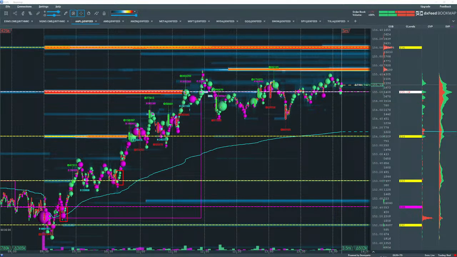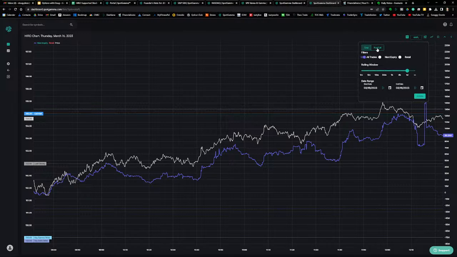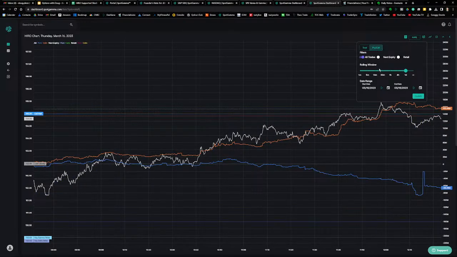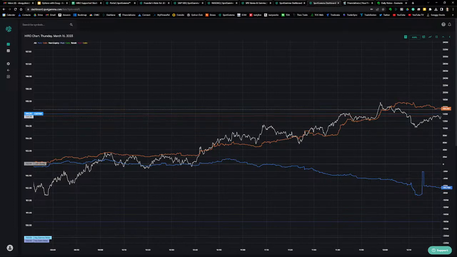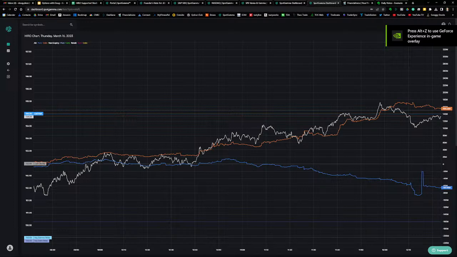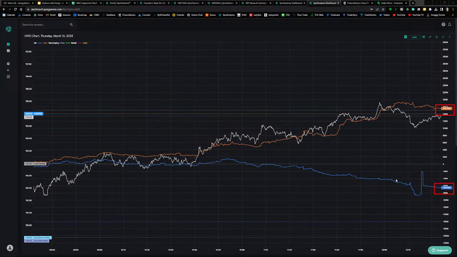Let's go back. Let me take a look at Hero again. And we can separate out puts and calls. And this is showing that calls, the rising orange line, this is showing that traders are buying calls. And this is driving price action. And one way you can tell, of course, is the strong correlation between the orange line and price, which is the white line. And you can also look at this notional value and see that this is quite a bit larger than the blue line, which is showing that traders are buying puts, but the call buyers are dominating. And that has been driving price action higher, or at least it was this morning.